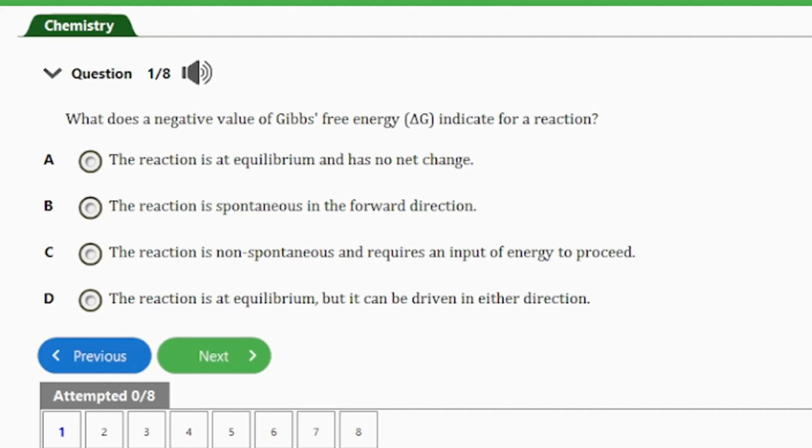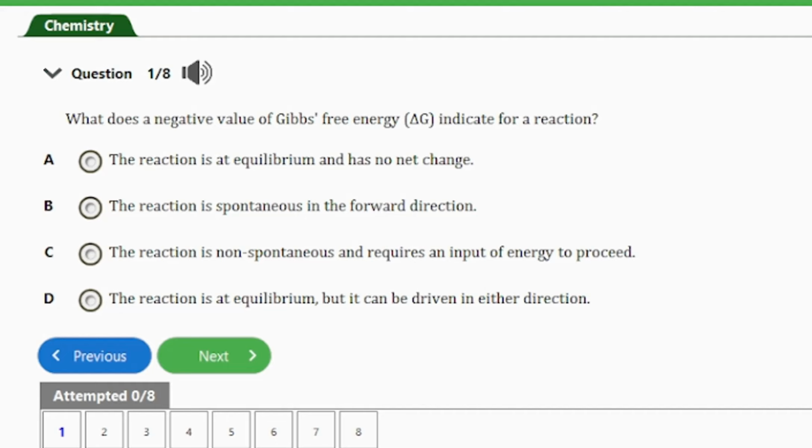It says, what does a negative value of Gibbs free energy indicate for a reaction? A, the reaction is at equilibrium and has no net change. B, the reaction is spontaneous in the forward direction. C, the reaction is non-spontaneous and requires an input of energy to proceed. D, the reaction is at equilibrium, but it can be driven in either direction.